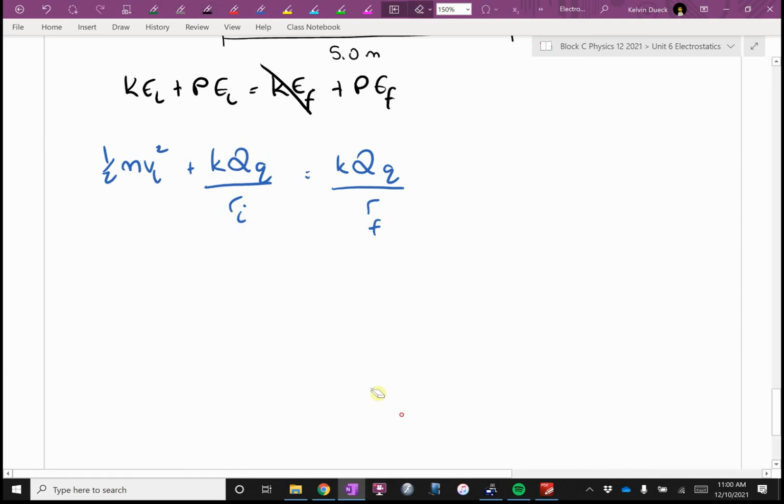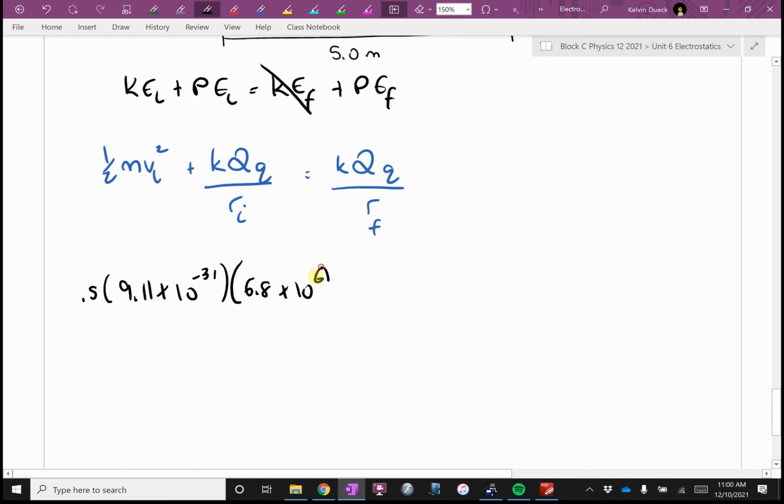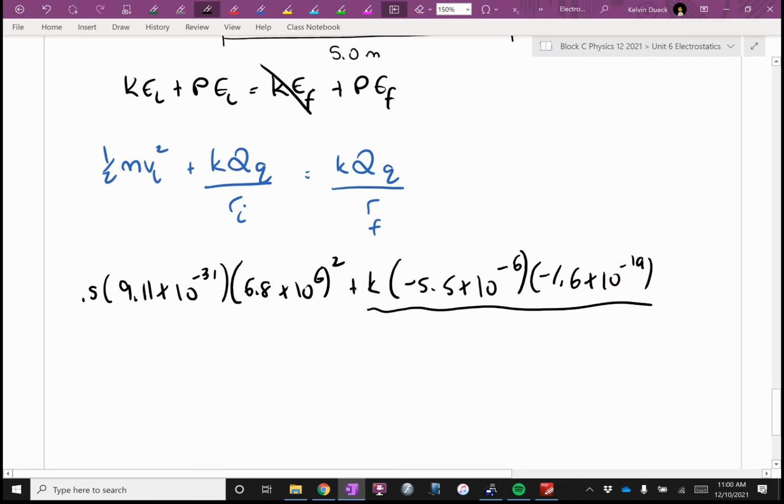Which is why this is around where I stopped getting stuff by itself. Instead, I'm going to go straight to numbers. 0.5 m, it's an electron, 9.11 times 10 to the negative 31. V, 6.8 times 10 to the 6th. Don't forget the squared. Plus K, big Q, negative 5.5 times 10 to... Why negative? For energy, we include the negative. It's an electron, negative 1.6 times 10 to the negative 19. All over our initial 5. That equals K big Q little q over R final.